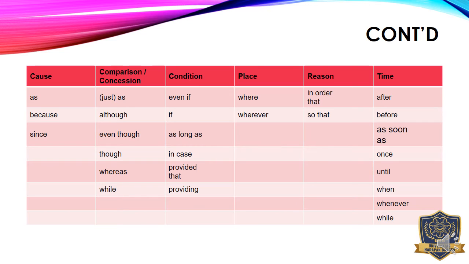Now, let's see. The first is subordinating conjunction of cause. The second is comparison or concession. The third is condition. After that, place. The next is reason. And last but not least, time.